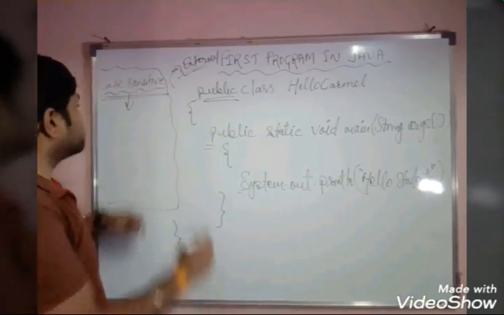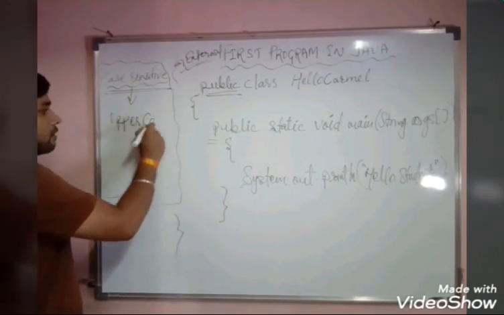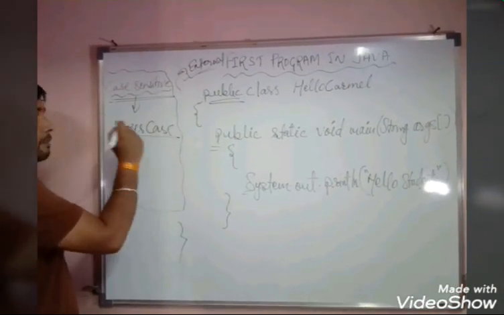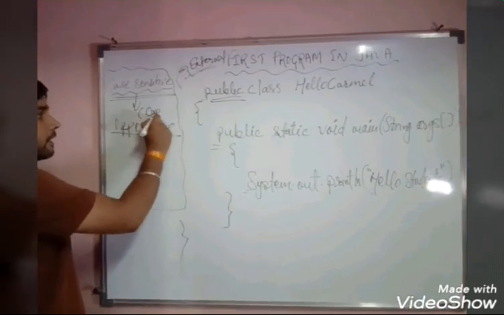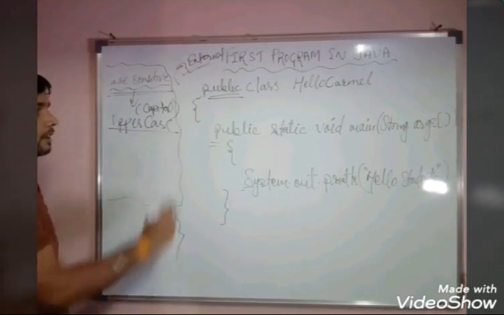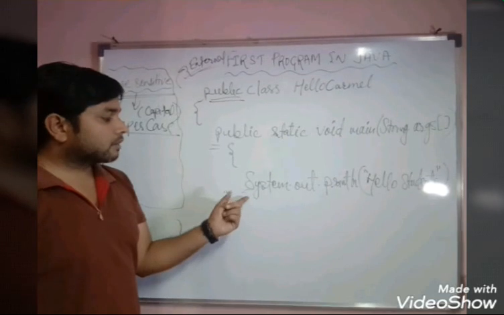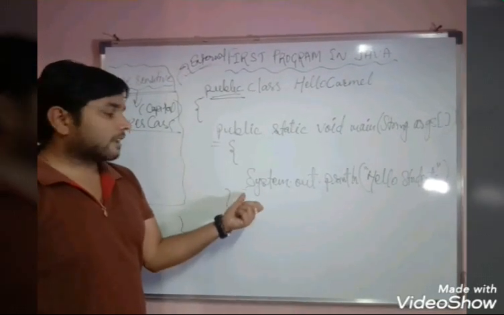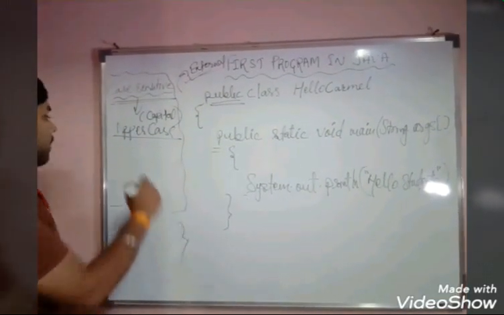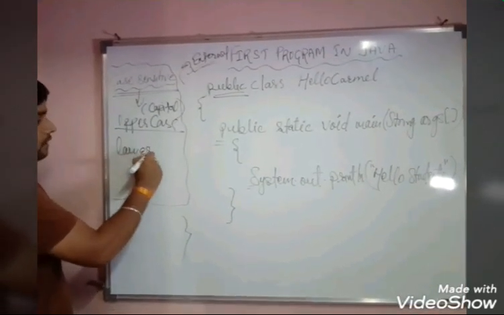Case sensitive means the things which are written in uppercase, you have to write in uppercase. Now what is uppercase? Uppercase means capital letters. So the things which are written in capital letters in Java programming, you have to write in capital letters. For example, here, S is in uppercase, and the things which are written in lowercase, you have to write in lowercase.